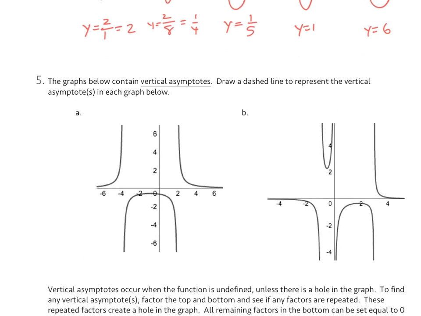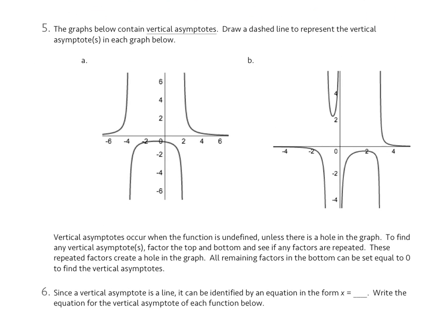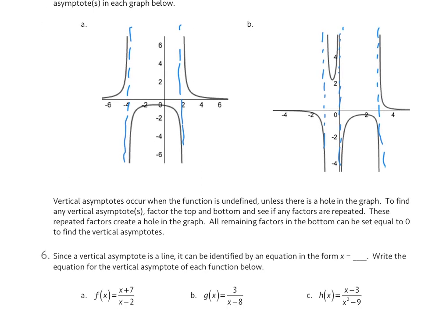Number 5. The graphs below contain vertical asymptotes. Now I just want you to draw the vertical asymptotes. So there's one, and there's one. In part B, we have 1, 2, 3 vertical asymptotes. Vertical asymptotes occur when the function is undefined, unless there is a hole in the graph.